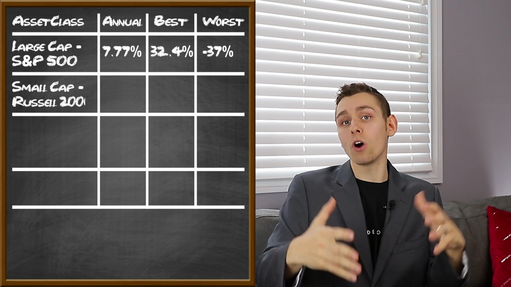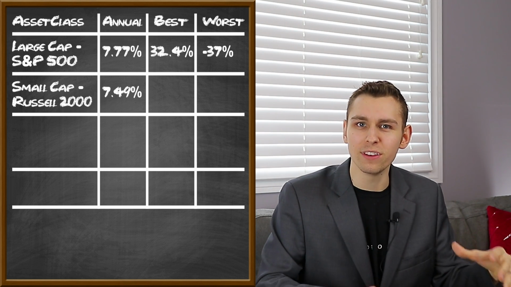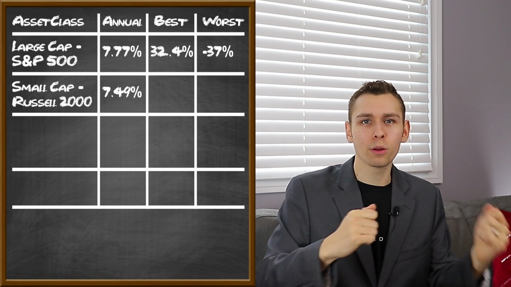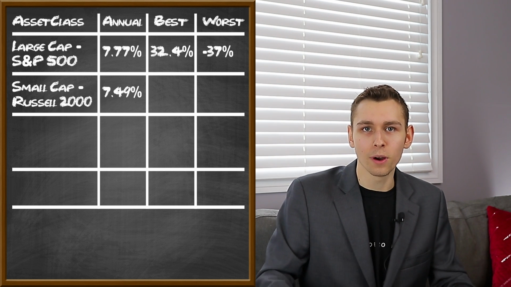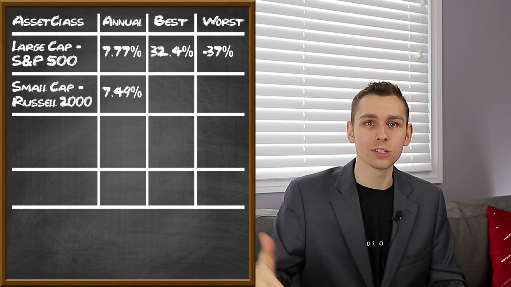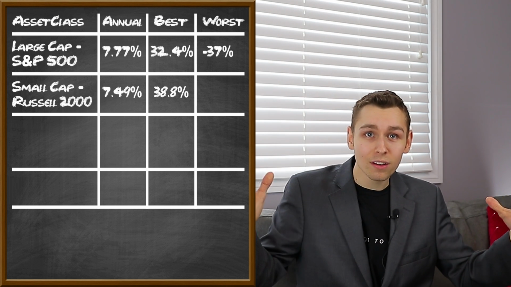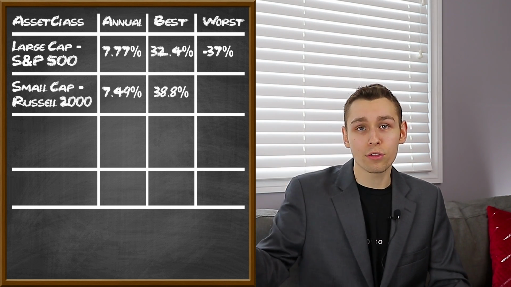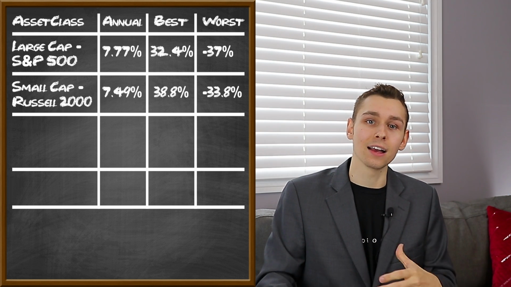The next is the small cap index, the Russell 2000, 7.49% over a 15 and 20-year time horizon, pretty much the same for both the 15 and the 20 year. We're going back to around the late 90s, right? Before basically two bubbles now. 38.8% was the best year of the 15 or 20 years, and 33.8% down was the worst. So there's still quite a bit of volatility in that asset class.